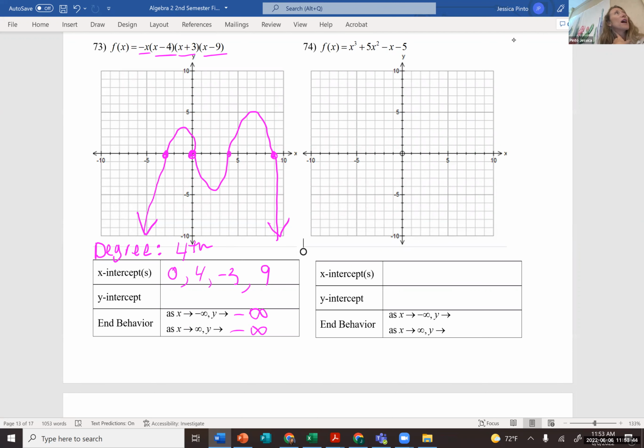So 74, I can tell it's going to be kind of the same, but different. Oh, I forgot my y-intercept. Do you guys know the y-intercept already? I hope you do. Yeah, 0, 0. We already passed through right at the origin.